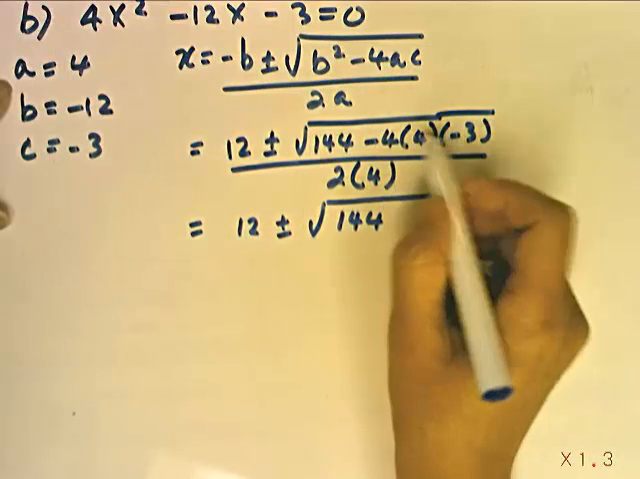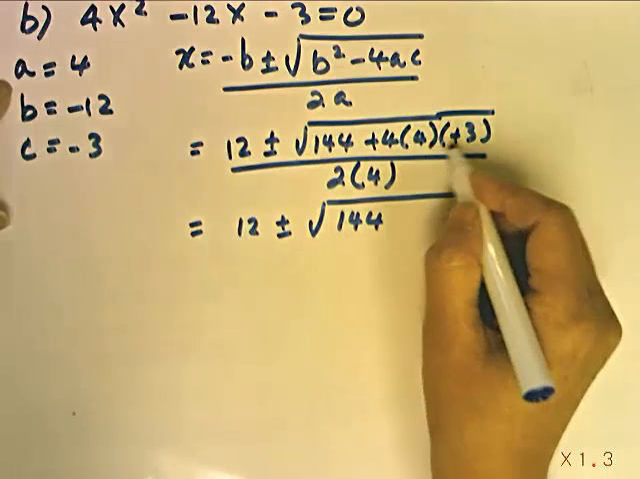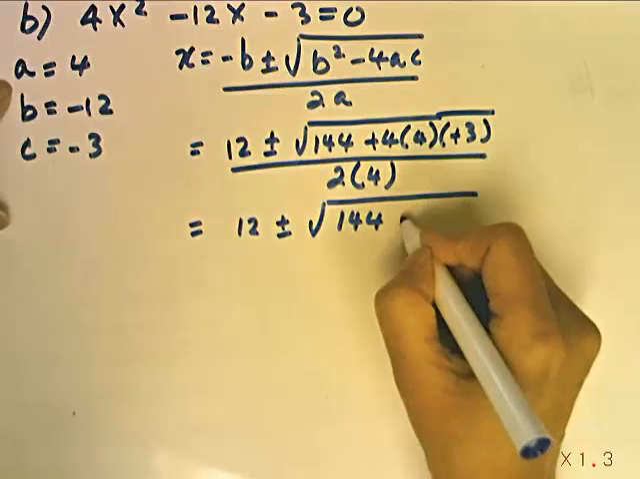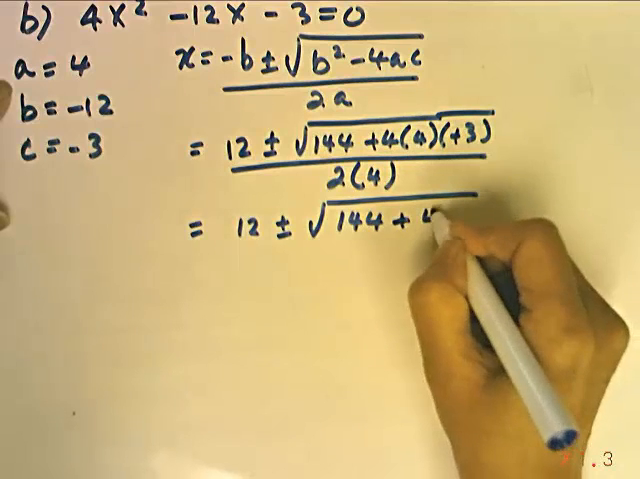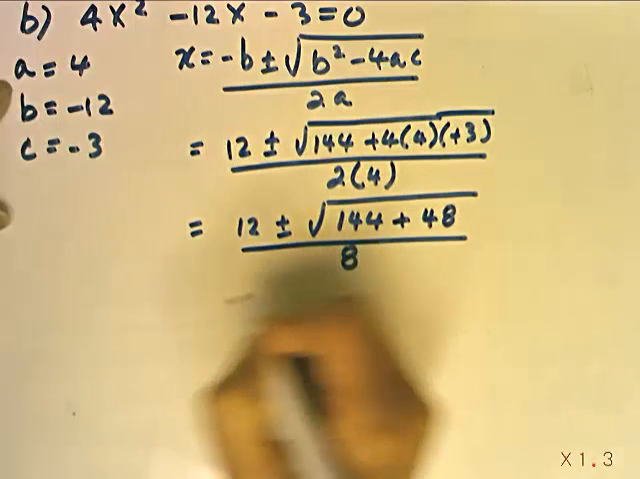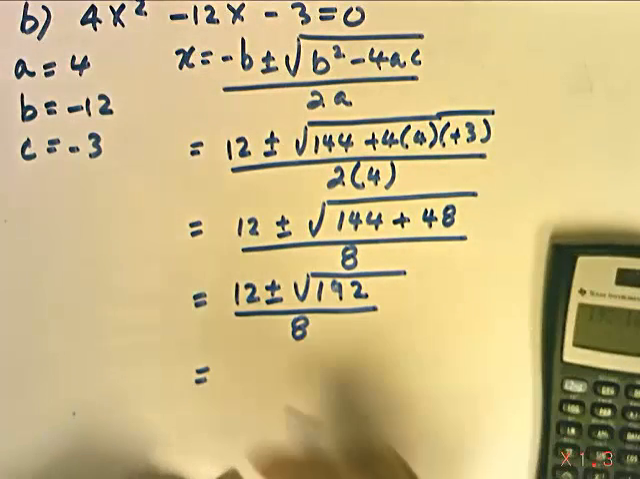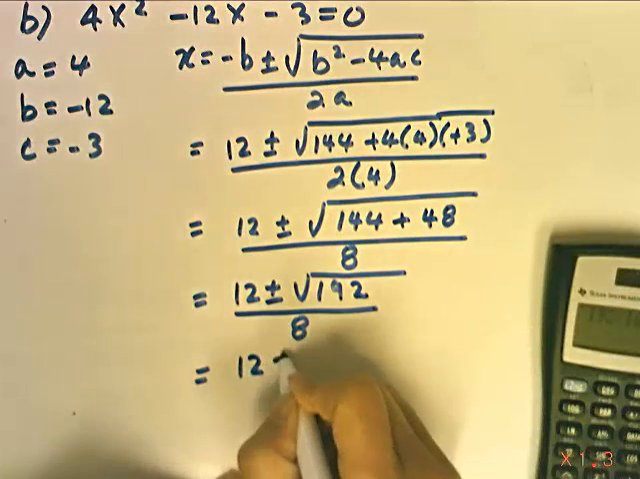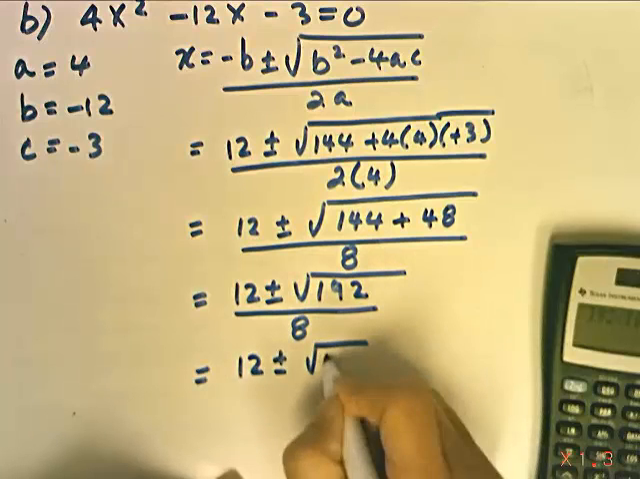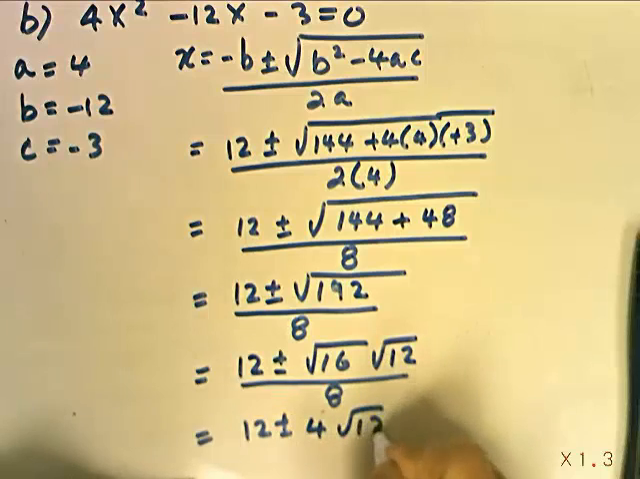Again, notice that c is negative while a is positive, so when I subtract a negative number, 4ac ends up adding 48. Check if 192 is divisible by a perfect square. I happen to know that 16 will divide into it. It is the square root of 16 times the square root of 12. I replace the square root of 16 with 4.